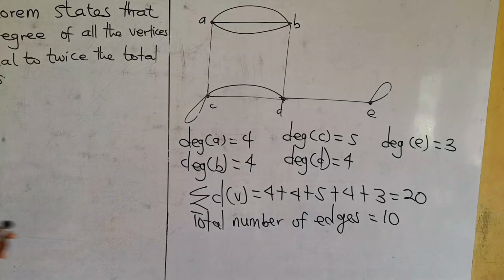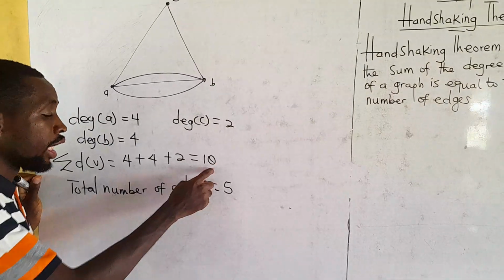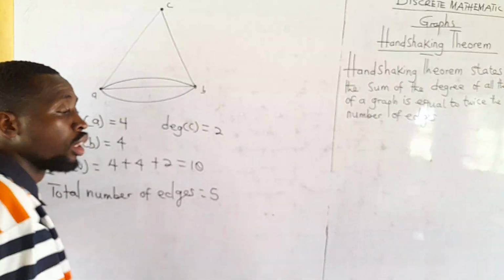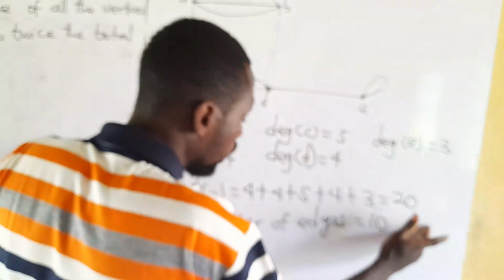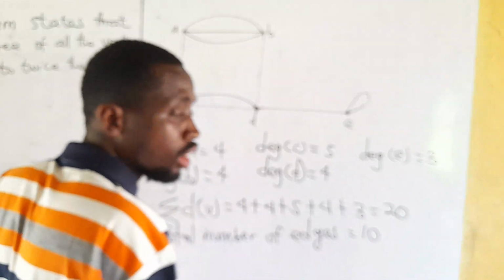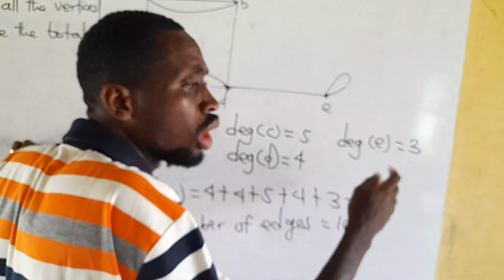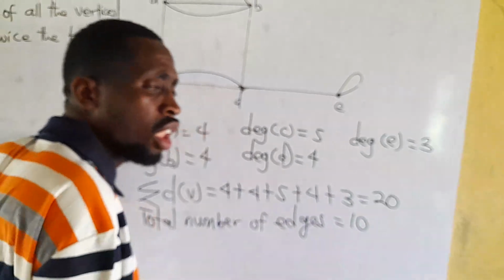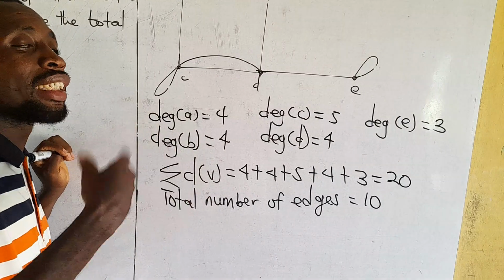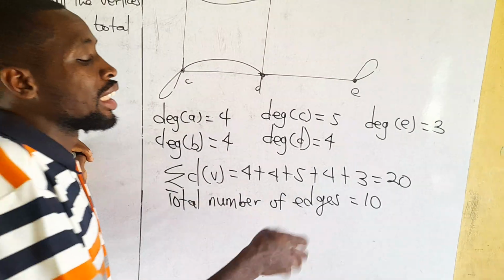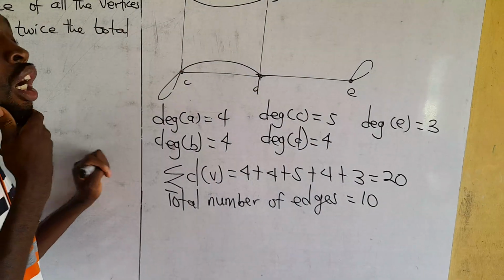The first graph we found, you see that the total number of degrees of all the vertices is 10 and the number of edges is 5. Then the second one, the total number of degrees of all the vertices is 20 and the number of edges is 10. So you can see that twice the number of edges is equal to the total number of degrees of the vertices. I hope you get that. So when the edges are multiplied by 2, that becomes the total number of degrees of all the vertices of the graph.